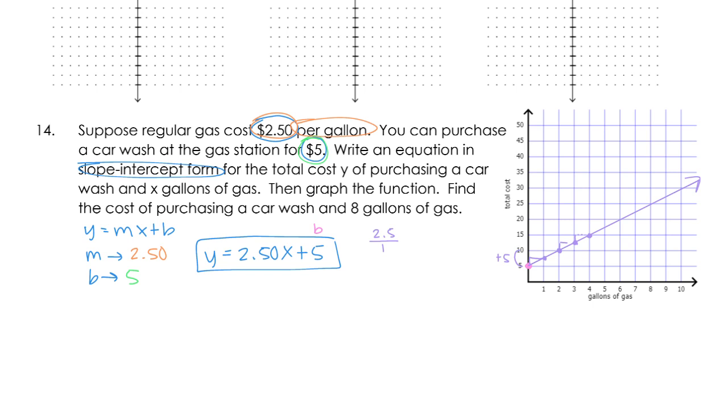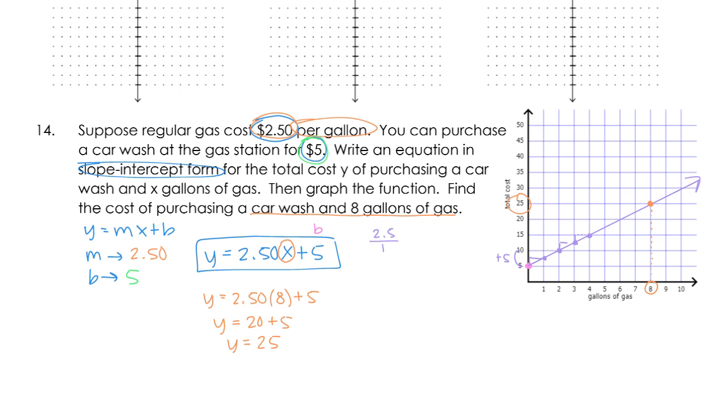Now the last thing they want us to do is find the cost of purchasing a car wash and 8 gallons of gas. So basically they want us to either do one of two things. One, we could go to the graph and look at 8 gallons of gas and follow this up all the way up here to figure out this point, which would be $25. So that's one way we could find the answer. Another way we could find the answer is actually plug 8 in for x right here. So we would have y equals 2.50 times 8 plus 5. So then this would actually give us y equals 2.50 times 8 would be 20 plus 5. Our final answer here would be y equals 25. So no matter what, either way, if you look at the graph or if you plug it in, you end up with the same answer.